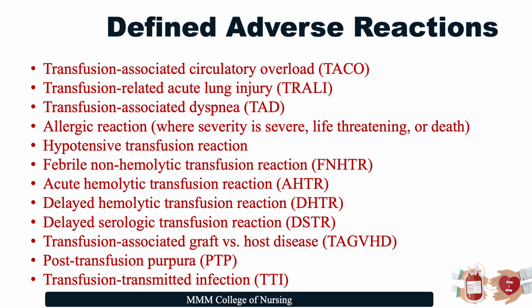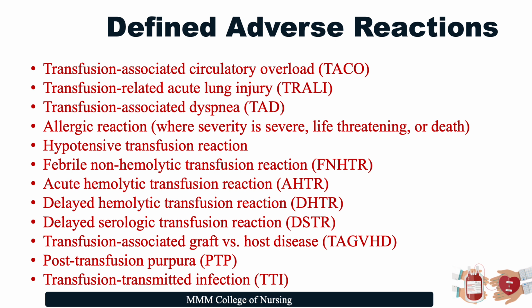The next is febrile non-hemolytic transfusion reaction, which is fever and/or chills during or after transfusion caused by recipient antibodies reacting to donor leukocytes or cytokines. The next is acute hemolytic transfusion reaction, which is a life-threatening reaction due to ABO incompatibility, resulting in rapid destruction of transfused red blood cells.